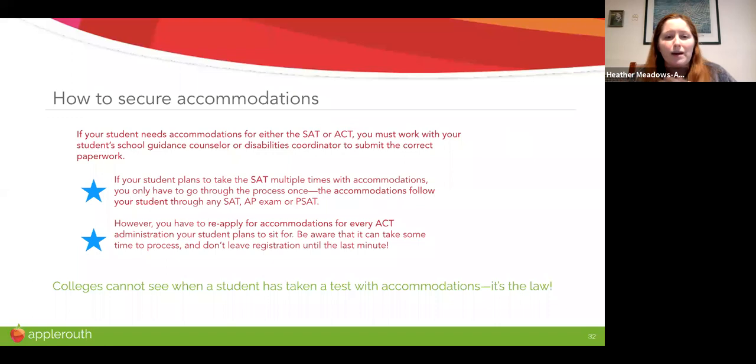They can talk to you more about this, but if you do the SAT, you just send it into the College Board and it applies to every test you take with them. ACT is a little different. You do have to reapply for it every time you take the ACT. So again, planning something out ahead of time is really important there. And again, your guidance counselor can help you more with this process. And as a reminder, colleges cannot see when you take a test with accommodations. That is against the law. So do not think that's going to hurt your chances at all. You want to get those accommodations if you need them, because you know it's going to let you do your best on the test.